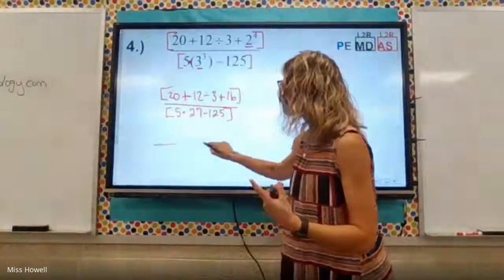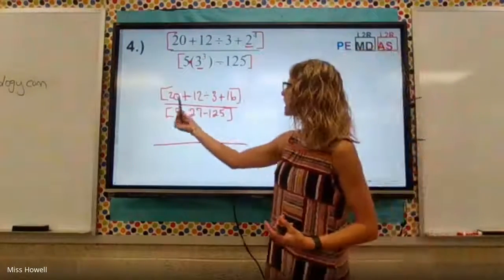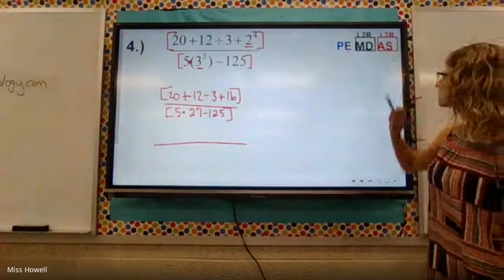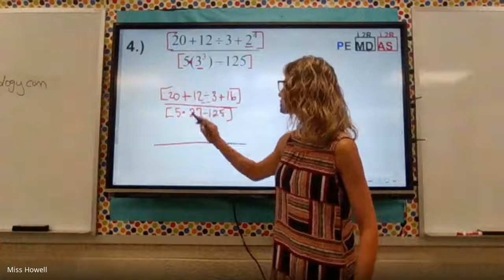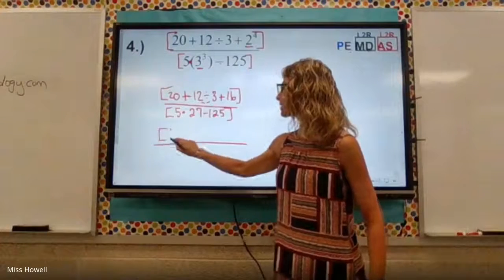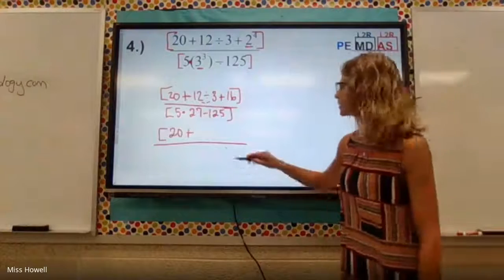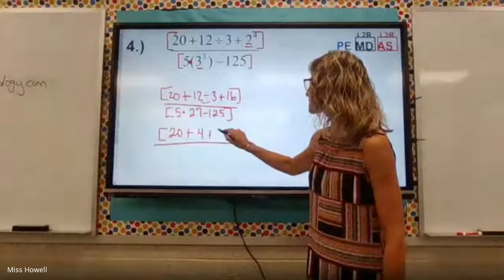All right, so new fraction bar. We need to go back to our top. We have add, divide, add. So in our order here, the divide would happen first. So we're going to do just this 12 divided by 3. So 20 plus 12 divided by 3 would give us a value of 4 plus 16.